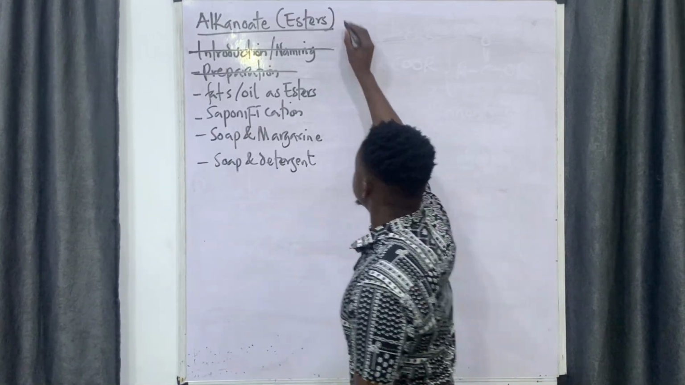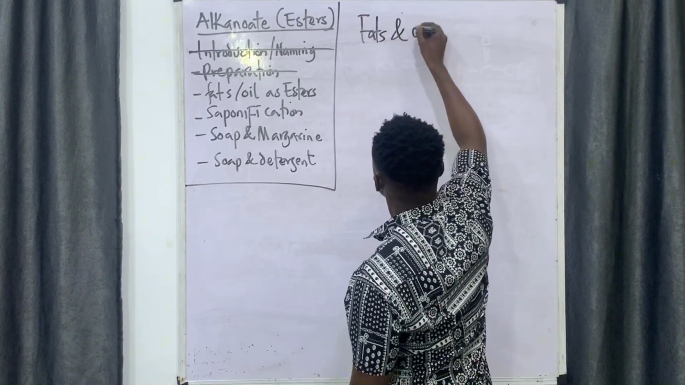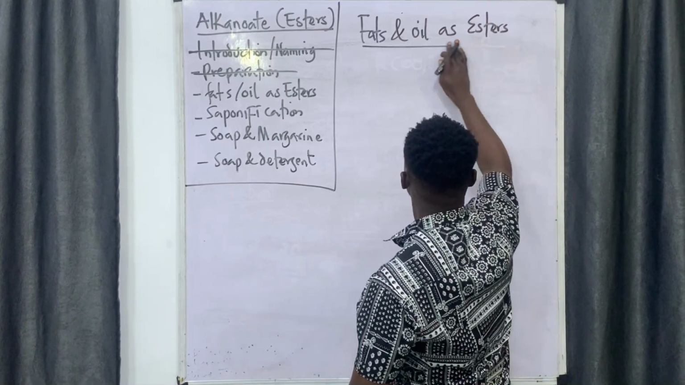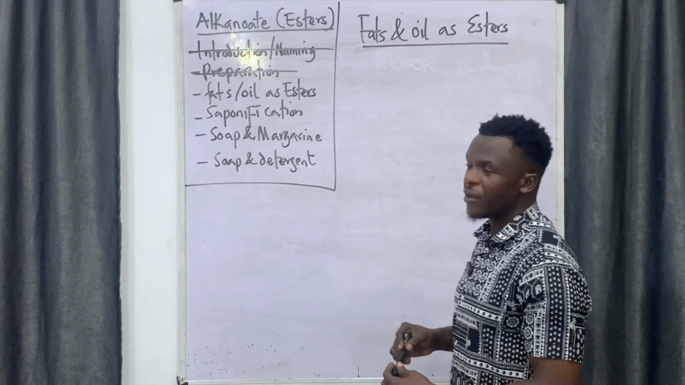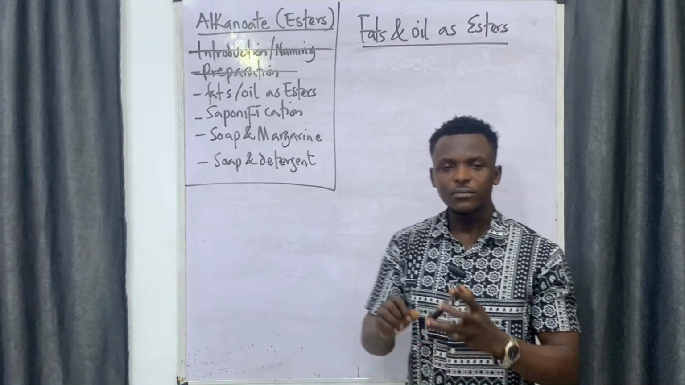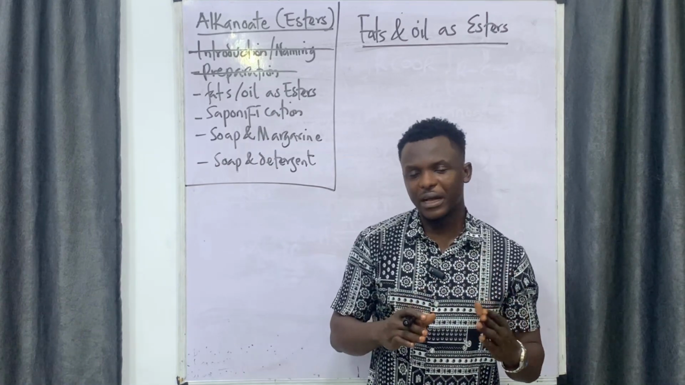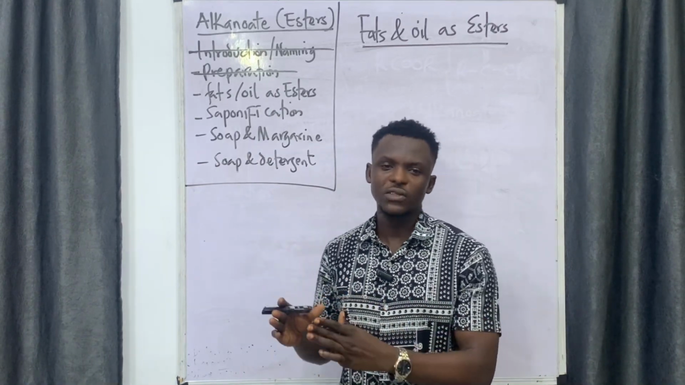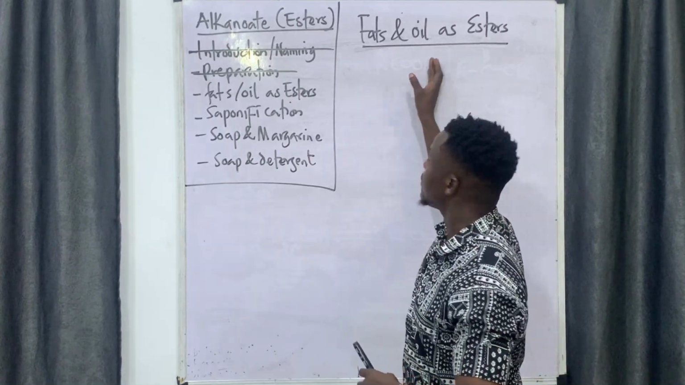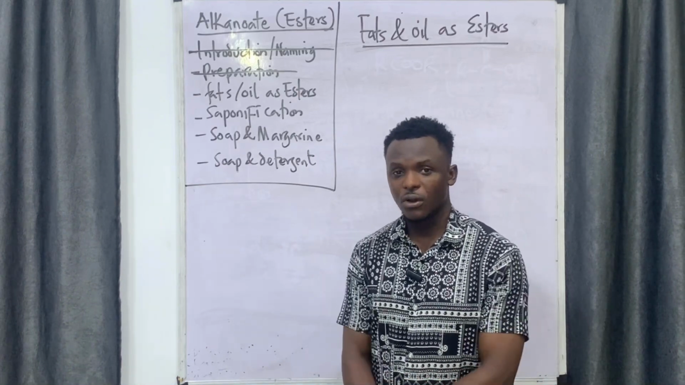Now, the next one says fat and oil as esters. Now, class, look up. Now, esters basically is of two forms. We have the oil and we have the fat. The oil is from plant origin, while the fat is from animal origin, right? So both fat and oil could be actually called esters. They are triglyceride, right? Triacyl glycerol or triglyceride.